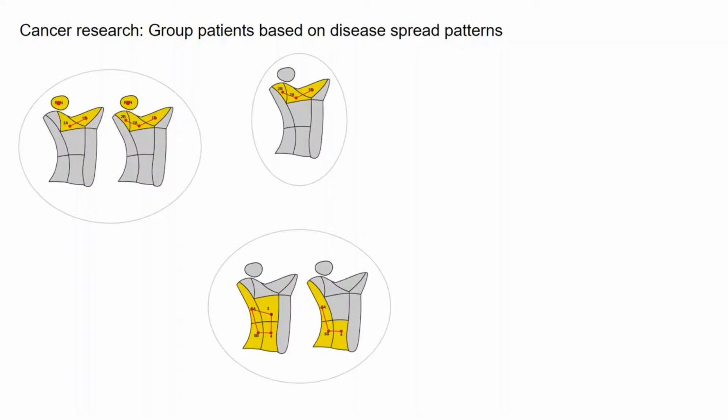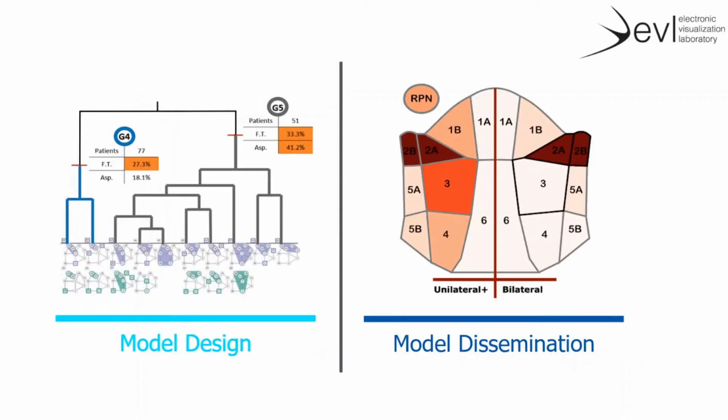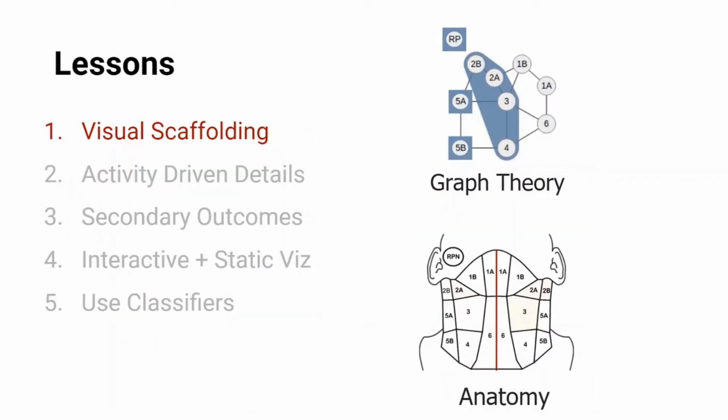In cancer research, it's useful to group patients based on disease spread patterns to the lymph nodes. But once we create a new clustering methodology using spatial data, how do we explain spatial clustering to non-experts? In this multi-year project, we dealt with both a participatory design stage and a broader dissemination stage, and distill specific lessons for interpreting spatial clusters.